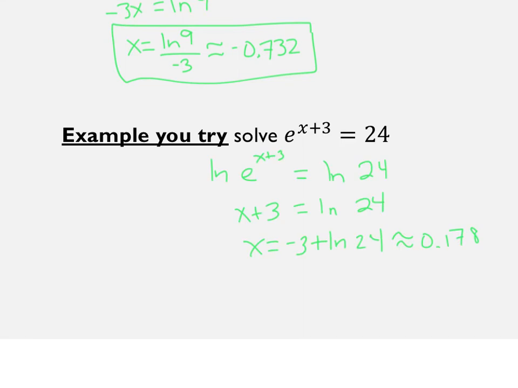Hopefully with this one, you recognize the e is already isolated, so you can go ahead and natural log both sides. When you do so and you subtract 3, you do get x equals negative 3 plus natural log of 24. And when you type that into a calculator, exactly like you see, you do get around 0.178.